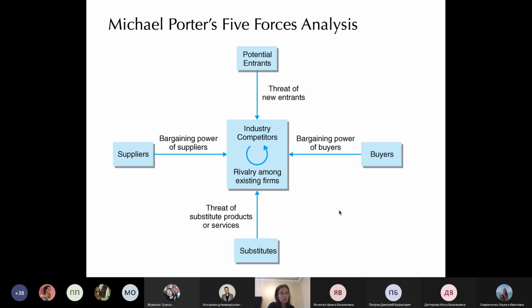When we think about substitute product, we focus on the need, right? That this product is trying to satisfy. So in this particular case, we focus on the need to travel, on the need for movement, right? And there are various ways how to do that, but they're not direct competitors.